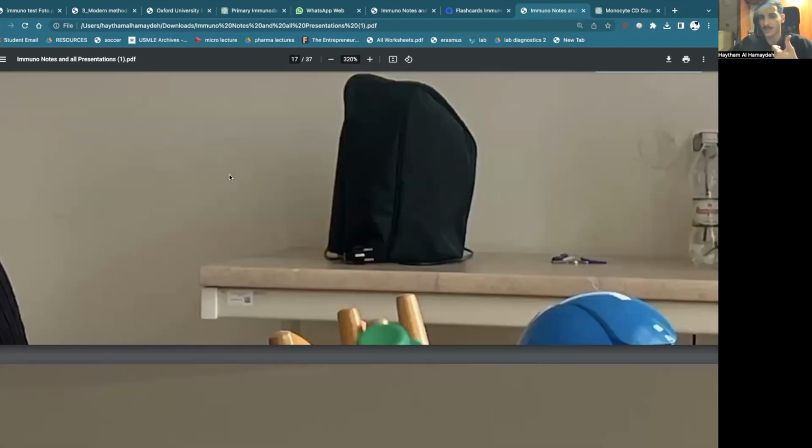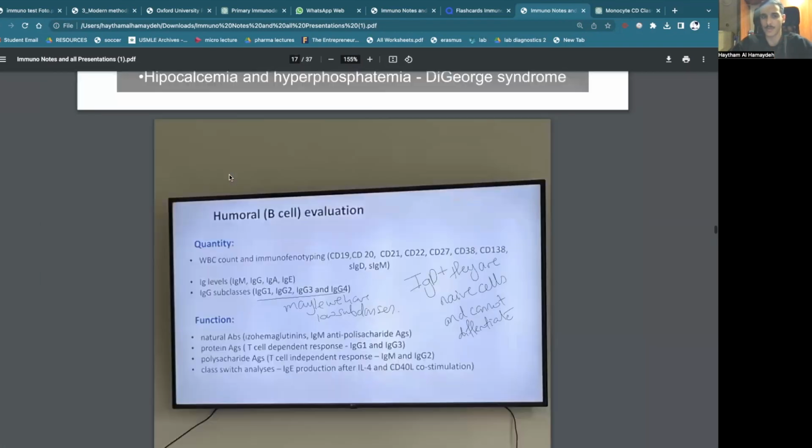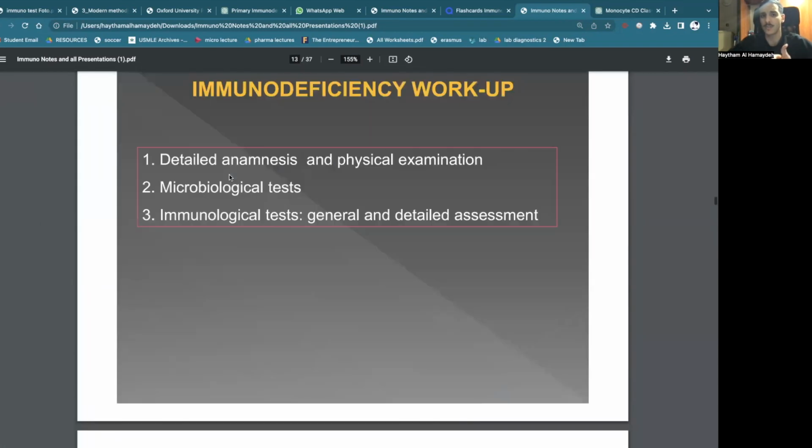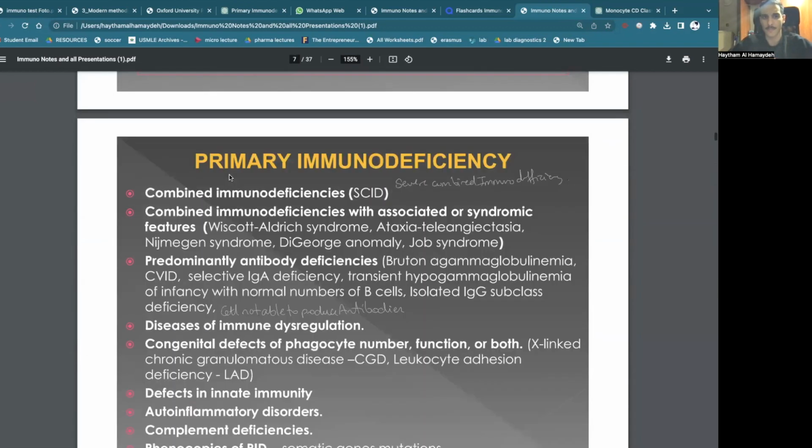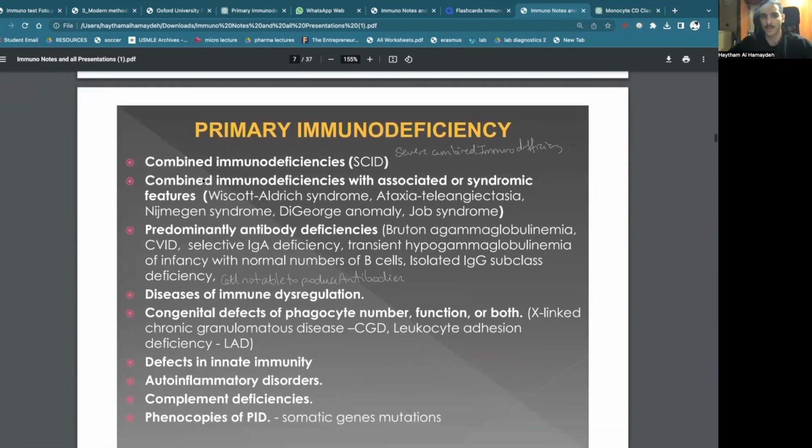Again, if we are asked about examples of the first point of primary immunodeficiencies, this is a table that you will go to. Okay, so just memorize them. Okay, and then you can go to the next point. So combined immunodeficiencies with syndromic features, and here we have 5: Wiskott-Aldrich, ataxia telangiectasia, Nijmegen breakage syndrome, DiGeorge anomaly, and Job syndrome. And these should be memorized.